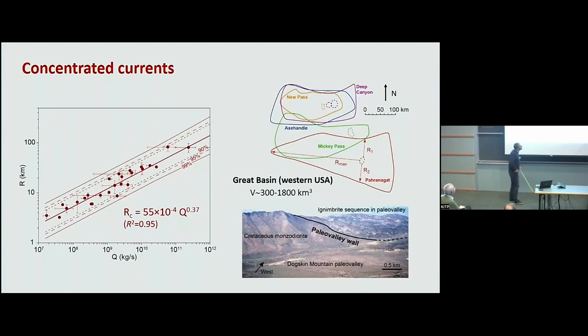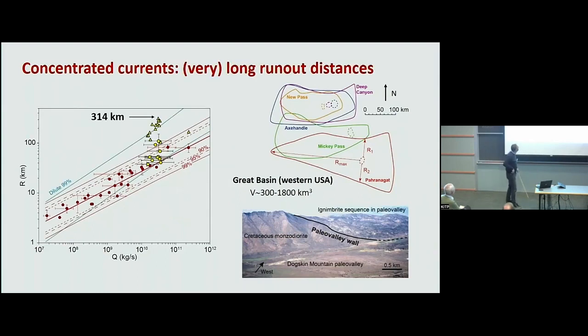And as you can see, the deposits are not subcircular, they are rather elliptical and clearly elongated in the east-west direction, because in fact, the flows were channelized by large paleovalleys, which enhance the runout distance. So we did simple calculations here.